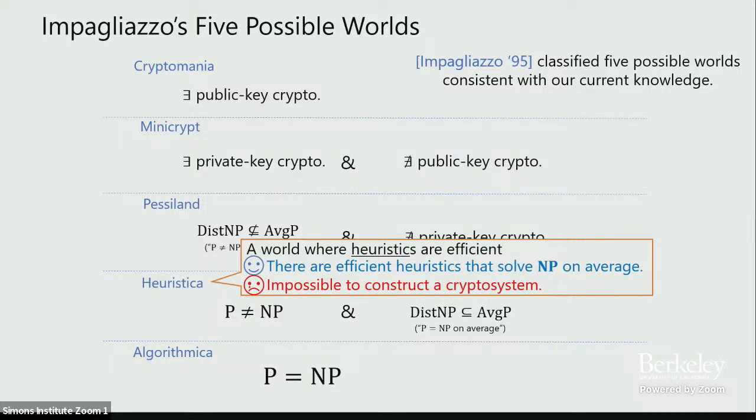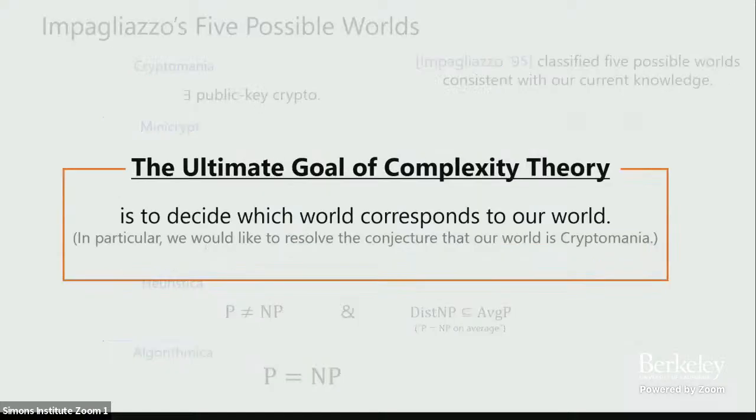In complexity theory, when we say heuristics, it means an efficient algorithm that solves most instances of NP. So in this world, NP is easy on average in the sense that we can solve most NP instances. But on the other hand, it also means that it's impossible to construct a cryptosystem. So we have five worlds, and one of them corresponds to our world, but we don't know which one. The ultimate goal of complexity theory and cryptography is to decide which world corresponds to our world.